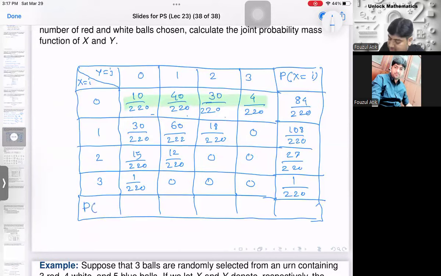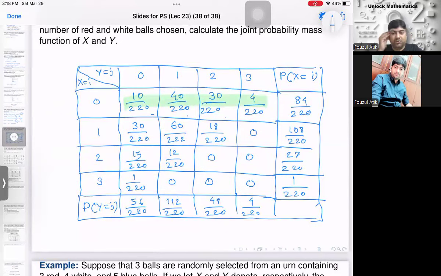So if you do the column sum, P of y equal to j, this is 56 by 220, then 112 divided by 220, this is 48 by 220, and this is 4 by 220.